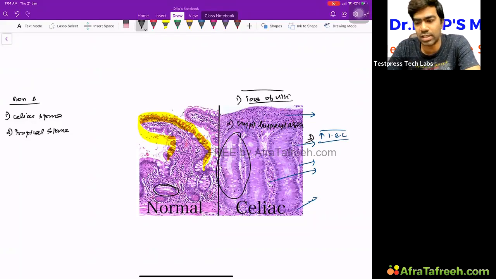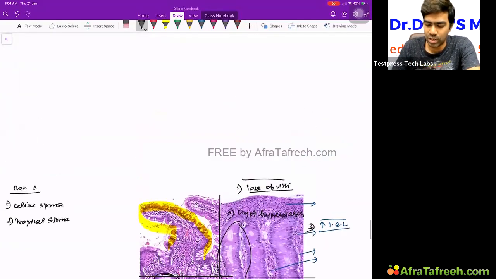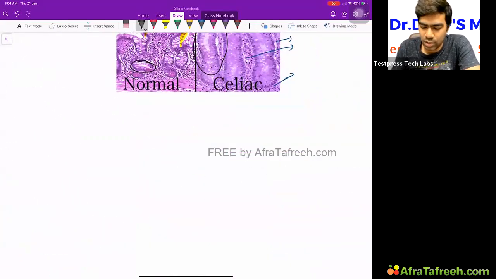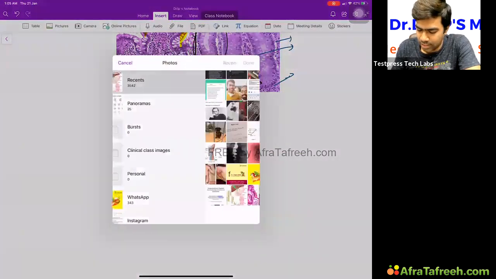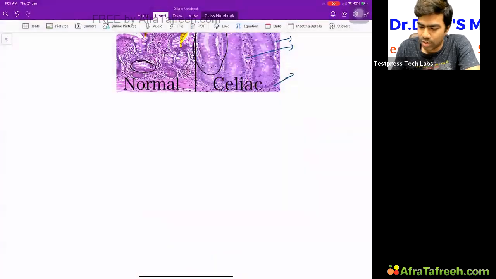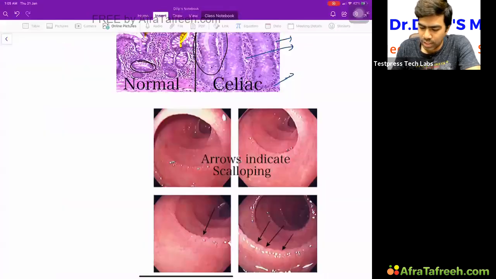If you ask me whether this is specific for celiac disease or not, absolutely no. This can be seen in a variety of conditions, including tropical sprue. So this is not at all specific for celiac disease. And endoscopy, what are you going to see in celiac disease? In endoscopy, you're going to see something like this, but this is again not specific for celiac disease.